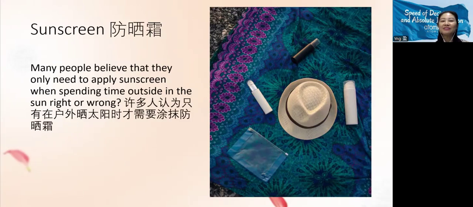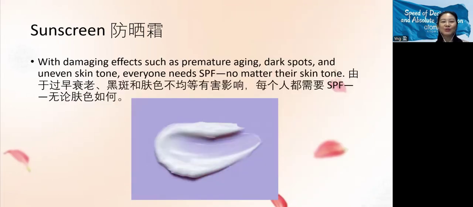Many people believe that we only need to apply sunscreen when spending time outside in the sun. Is that right or wrong? Let's take a look. Because of damaging effects such as premature aging, dark spots, and uneven skin tone, every one of us needs SPF, no matter our skin tone.